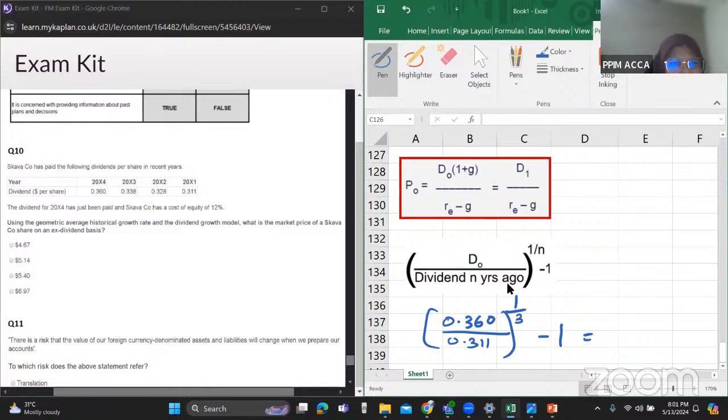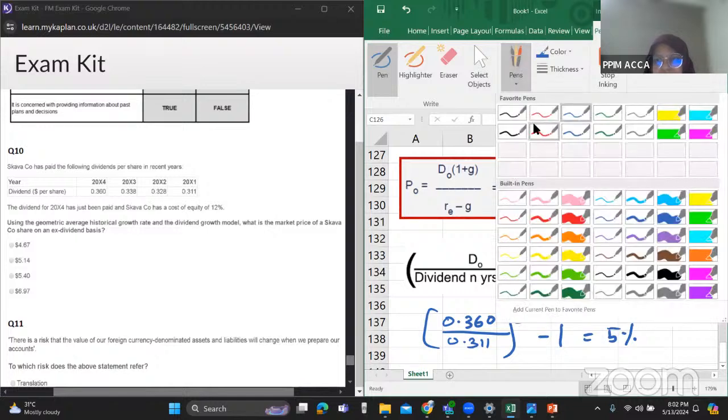A lot of students get confused with the n figure. Remember, always take the gaps. Don't take the number of figures that you have. If you're in 2014, 2011 is not 4 years ago. 2010 is only 4 years ago. So 2011 means we're talking about 3 years ago. You can put this in your calculator and you should get the growth rate as 5%. So the growth rate is 5%.